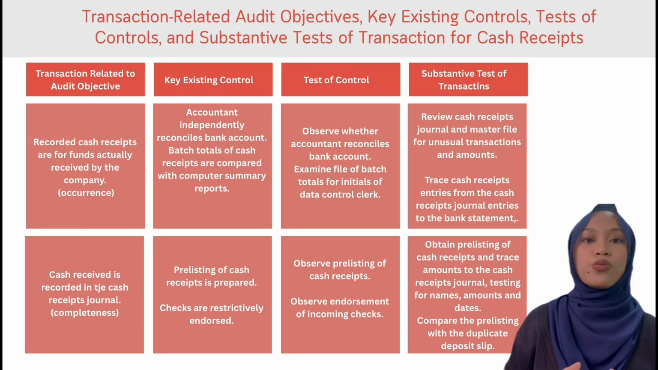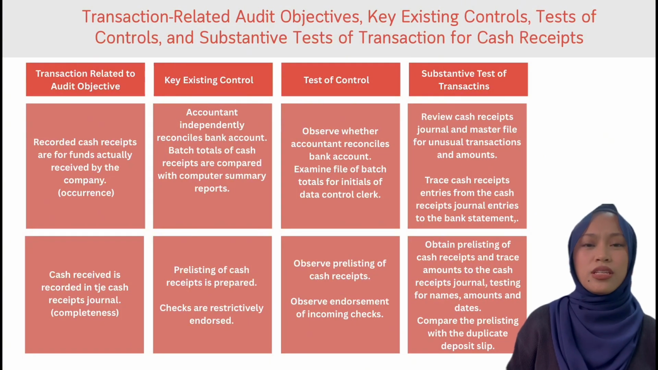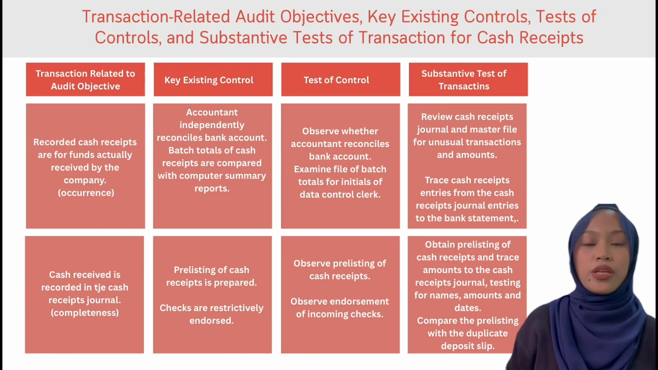This means we want to make sure the cash receipts recorded are for actual cash received by the company. One important control is that the accountant independently reconciles the bank account. Also, the batch totals of cash receipts are compared with computer-generated summary reports. To test this, auditors observe whether the accountant is really doing the bank reconciliation.